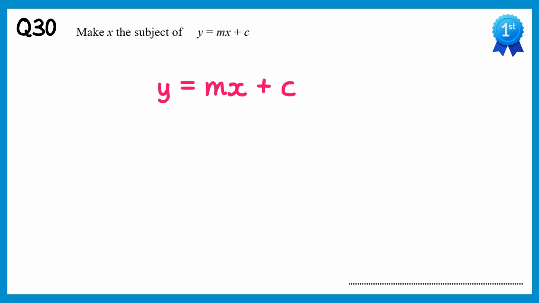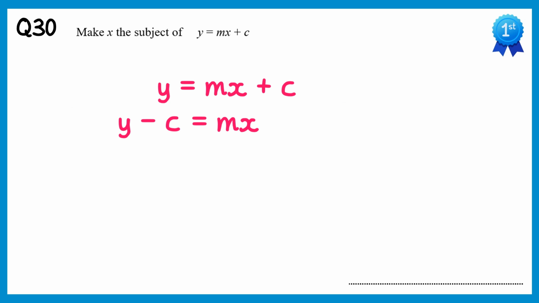The first thing we're going to do is subtract c from both sides. If you subtract c from the left-hand side, you do y take away c, which you can just write as y minus c. But if you subtract c from the right-hand side, that'll cancel that plus c that's already there. So you're just left with mx.